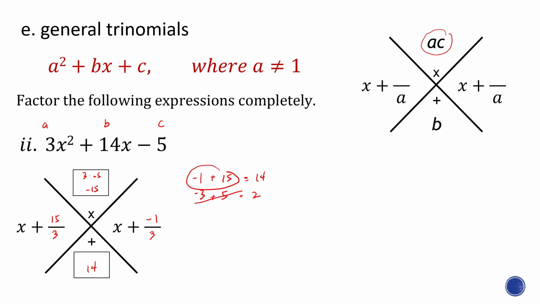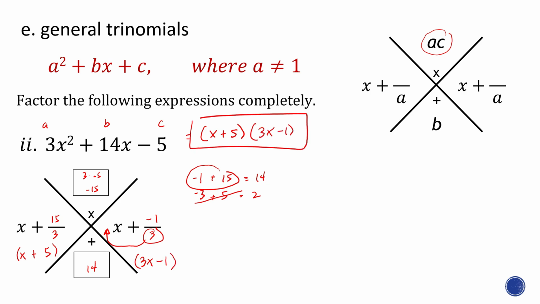Okay, so let's simplify the fractions. 15 over 3, can we simplify that? I think we can. That's 5. Bring down x and plus. So there you go. That's the first binomial. Negative 1 over 3, can we simplify that? I think we cannot. That's already in simplified form. And we will move this 3 towards here. That would be 3x. Bring down negative 1. There you go. That's the other pair. So the factors of our problem here are x plus 5 and 3x minus 1.